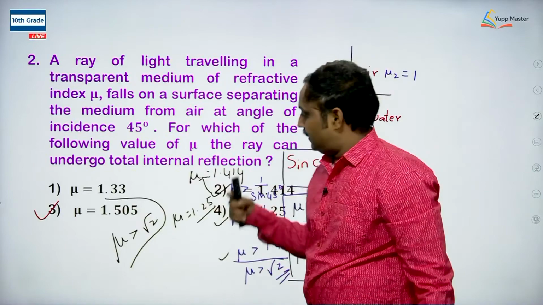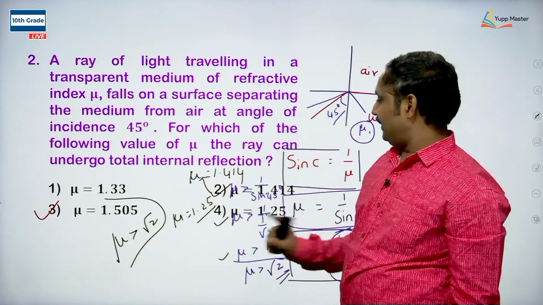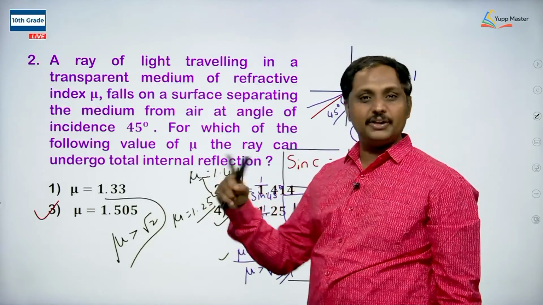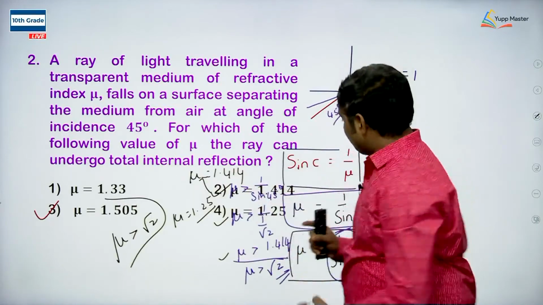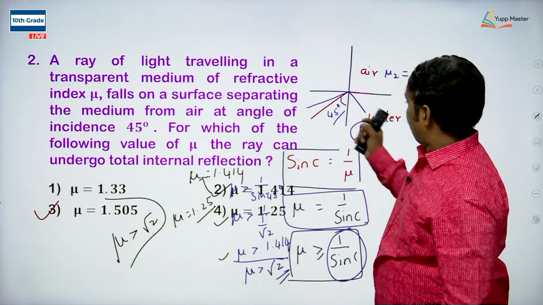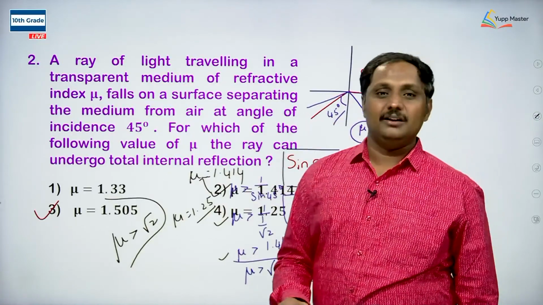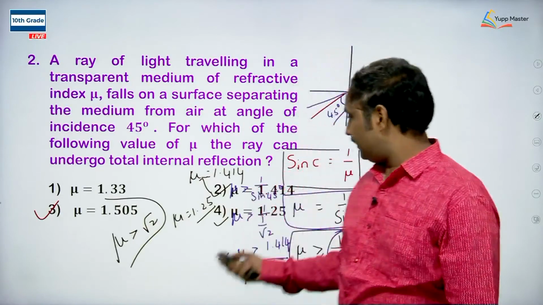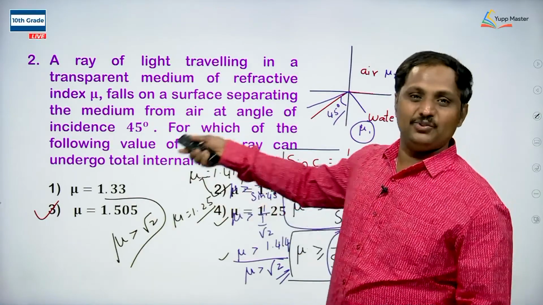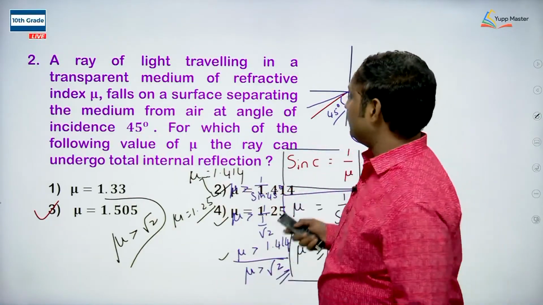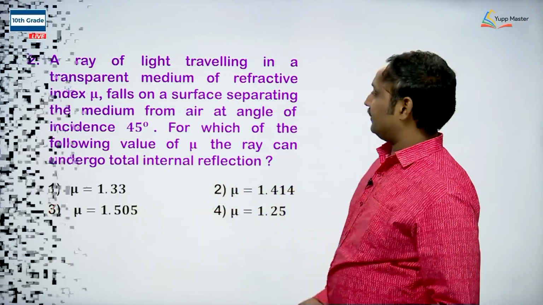Now mu greater than root 2 value, that is 1.5, is a suitable option for this question. If you change the refractive index value, it might affect the total internal reflection, right? Very clear from that. We get the answers by the trial and error method. These types of questions get answered with the trial and error method from the given options and by solving all these things.